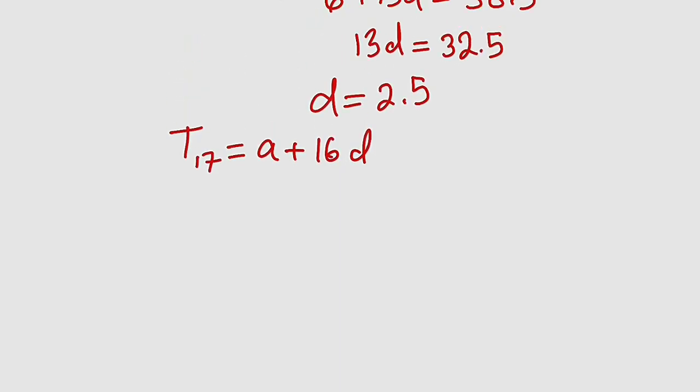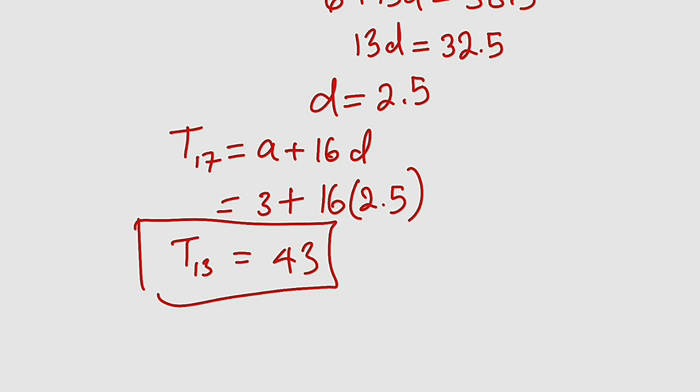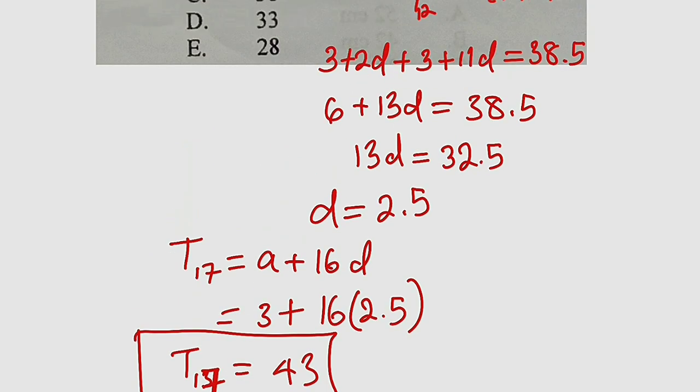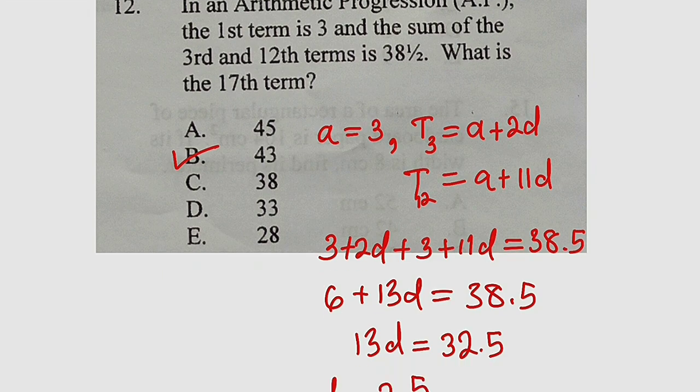But we know that A is 3. And we know that D is 2.5. And 16 times 2.5 is 40. And 40 plus 3 is 43. And therefore, term number 17 is equal to 43, which is option B. All right, now let us move on to question number 13 for the next tutorial.